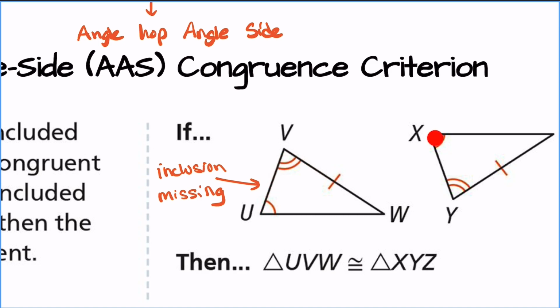And then this goes angle, no inclusion, angle, side. That's probably the toughest one to see because they're not pinned together. This UV is being skipped over, and this XY is being skipped over. Notice the markings match: 1, 2, 1, 1, 2, 1.